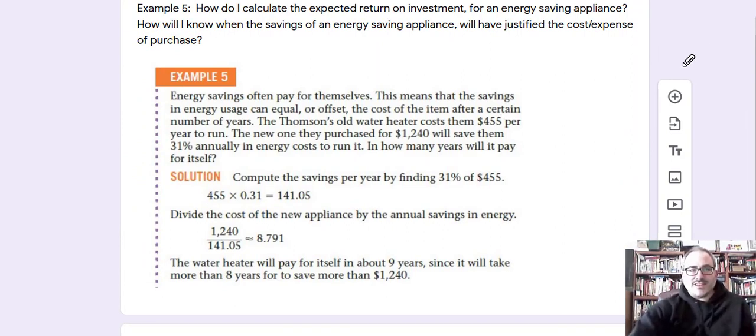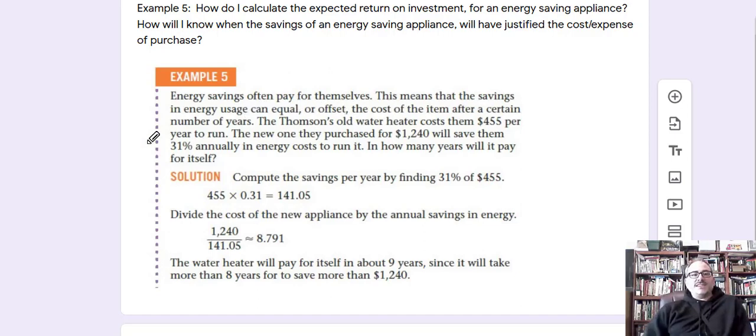Okay, example 5. I think this is our last example. How do I calculate the expected return on investment for an energy-saving appliance? How will I know when the savings of an electric energy-saving appliance will have justified the cost of purchase? All right, so here we go. Example 5. Energy savings often pay for themselves.